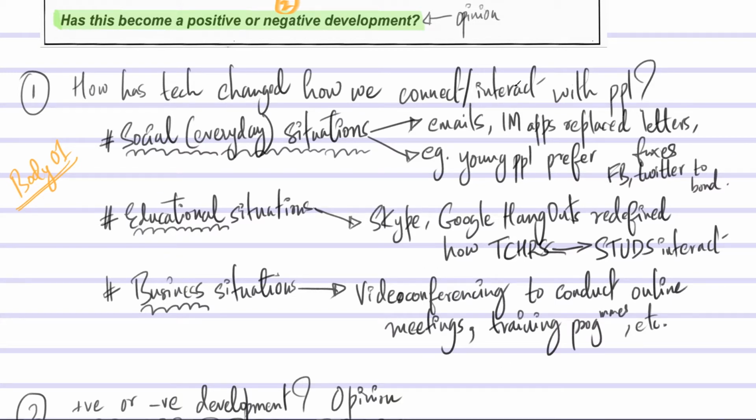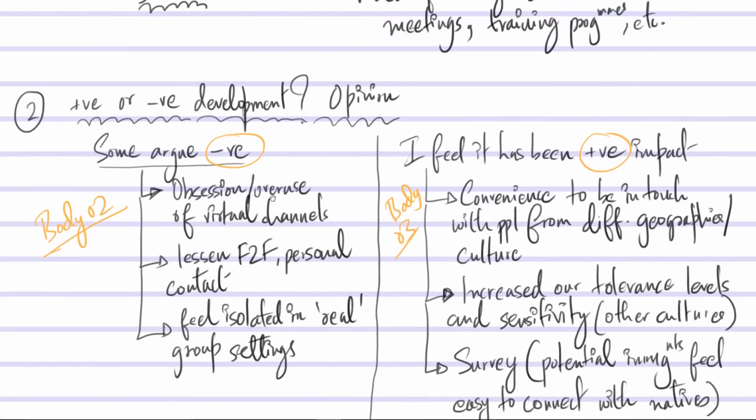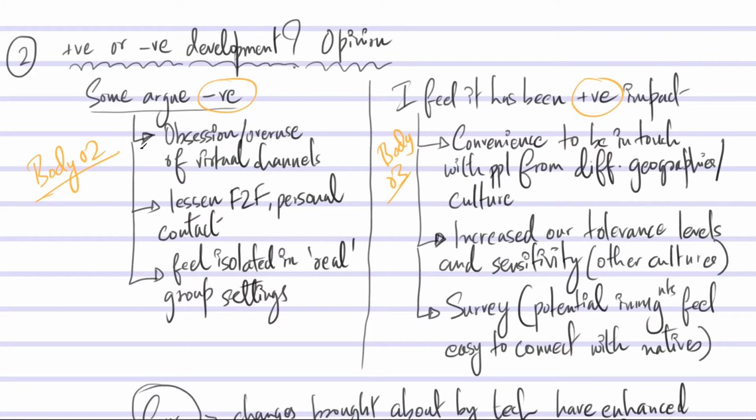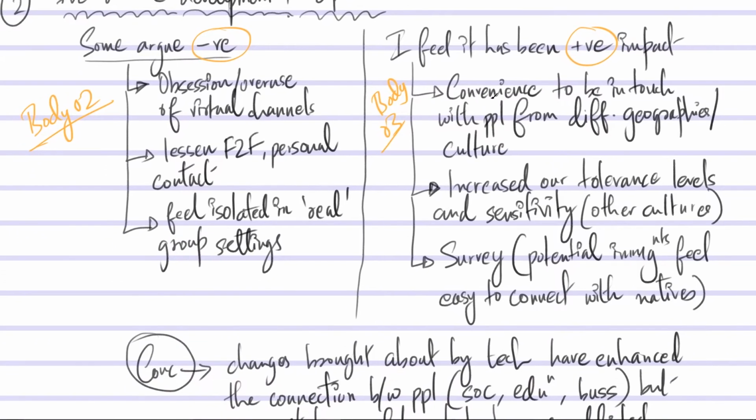So these are the support points, the details which reinforce each dimension of relationships that we have. So that's our body 1. Then body 2 will be relatively shorter than body 3 because it's discussing the counter view and the points justifying the counter view. Then I transition to body 3, which talks about the positive aspects of technology, or why I feel it's been more positive than negative.